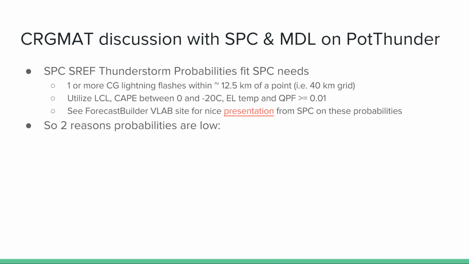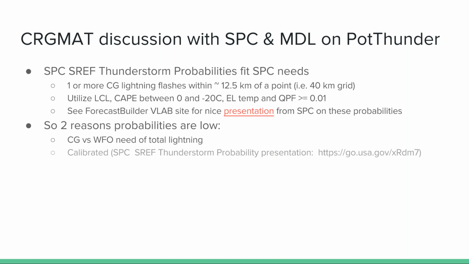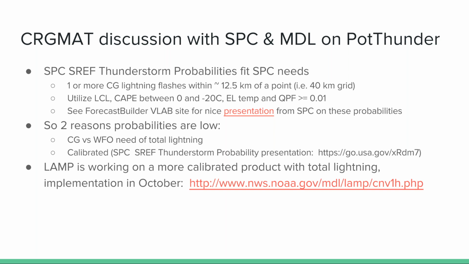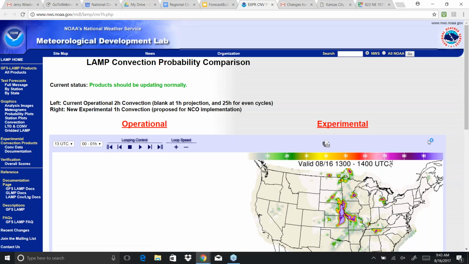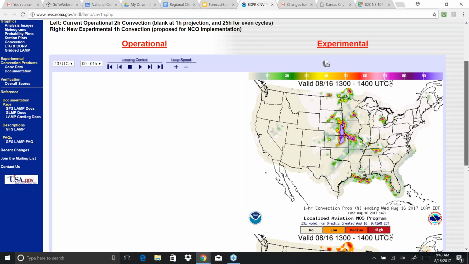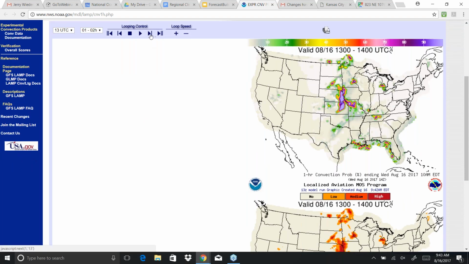So going into those probabilities, not only do we have the thing about being calibrated, causing the probabilities to be lower than what we're normally used to, there's also the cloud to ground aspect that pushes them lower. For what it's worth, LAMP is working on a more calibrated product with total lightning, and that's expected to be implemented in October. There's a link here, and I'm going to pull that up for you just so you can see a little bit of difference here.